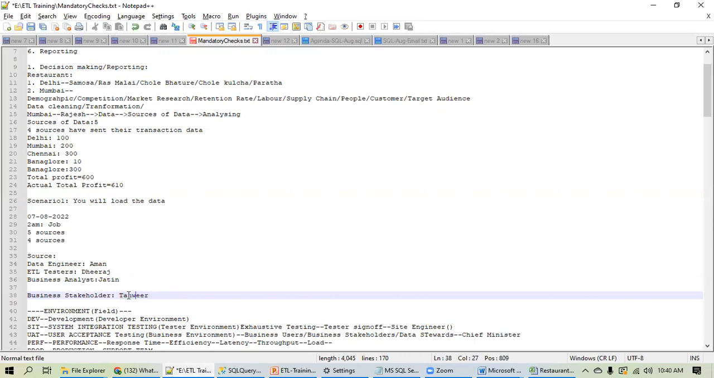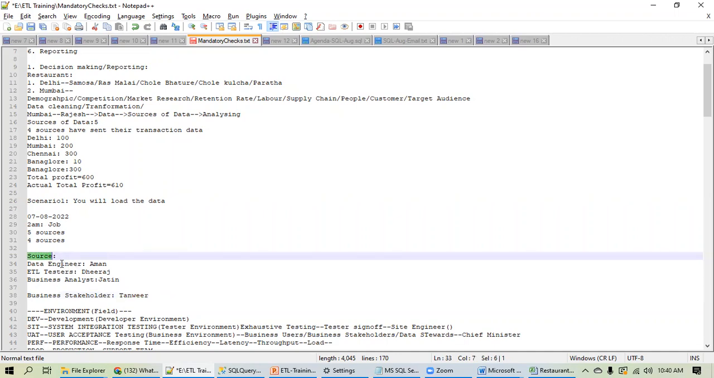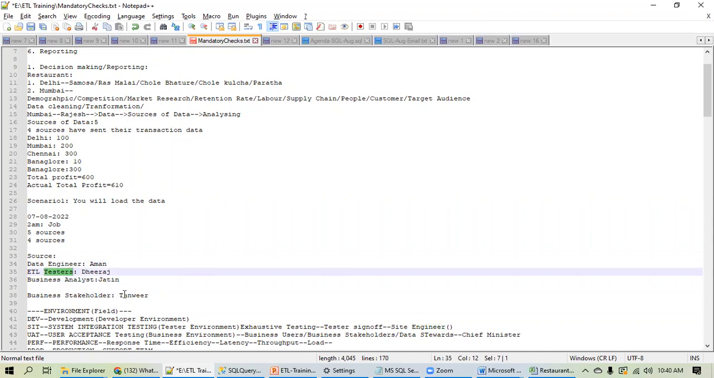Now, tell me. I will tell Jatin, I don't know who is the source team. I don't know who is the data engineer. I don't know who is the ETL tester. I am interacting with you, so you are responsible for this. This is how the scenario goes. The business analysts cannot give all these excuses. So how is Jatin responsible here?